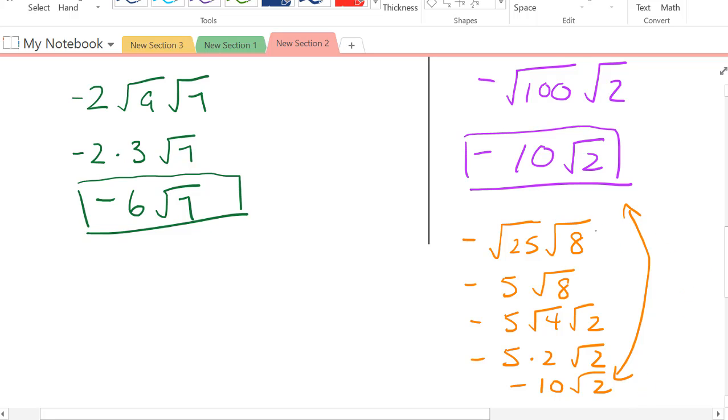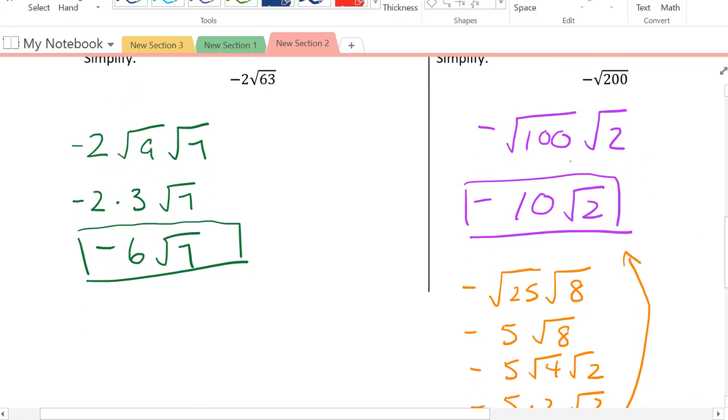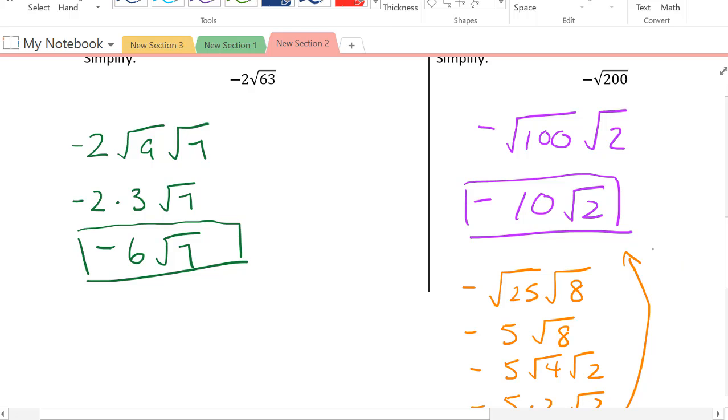But what happens? You had to do more work if you chose 25, right? You had to break it up twice. Whereas if you chose the biggest perfect square, like 100, you only got to do it once, and that's it, you're done. Okay? So keep that in mind. You always want to pick the biggest perfect square. So I would try bigger numbers first before you try the smaller ones. Okay, let's look at the next one.